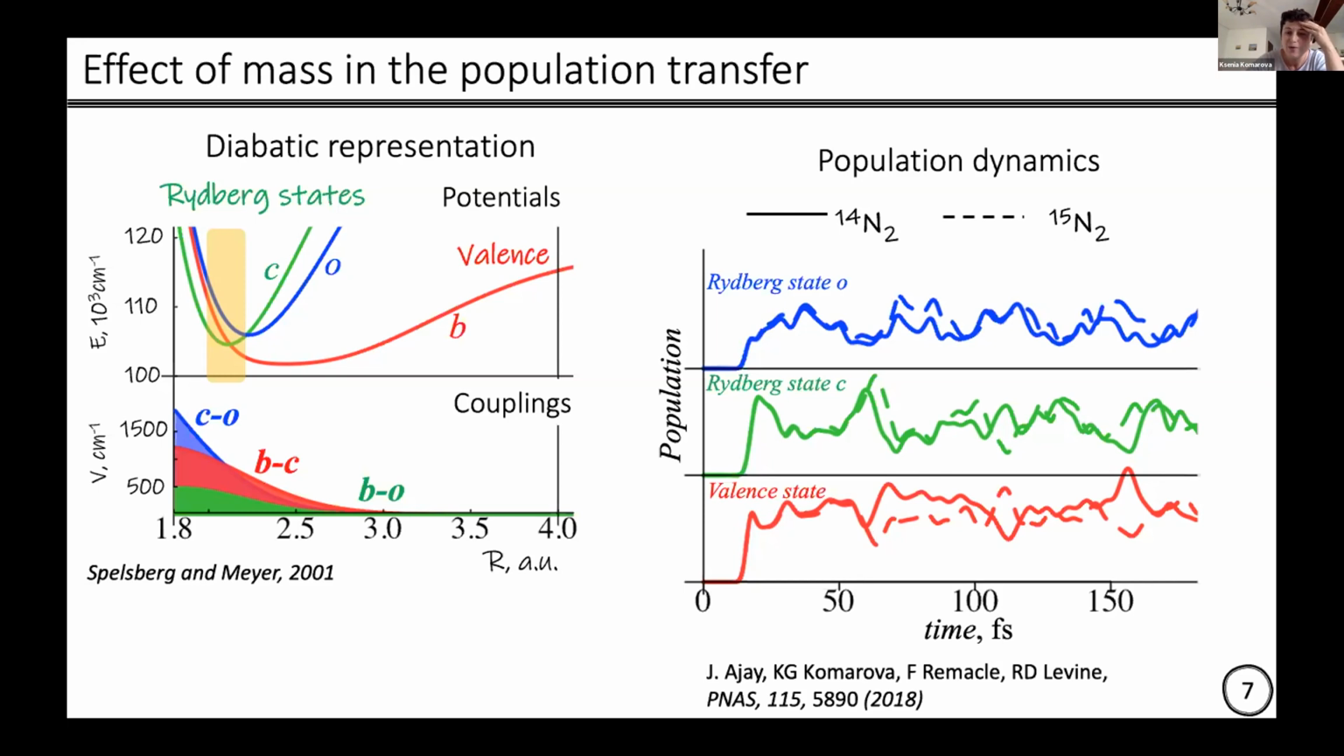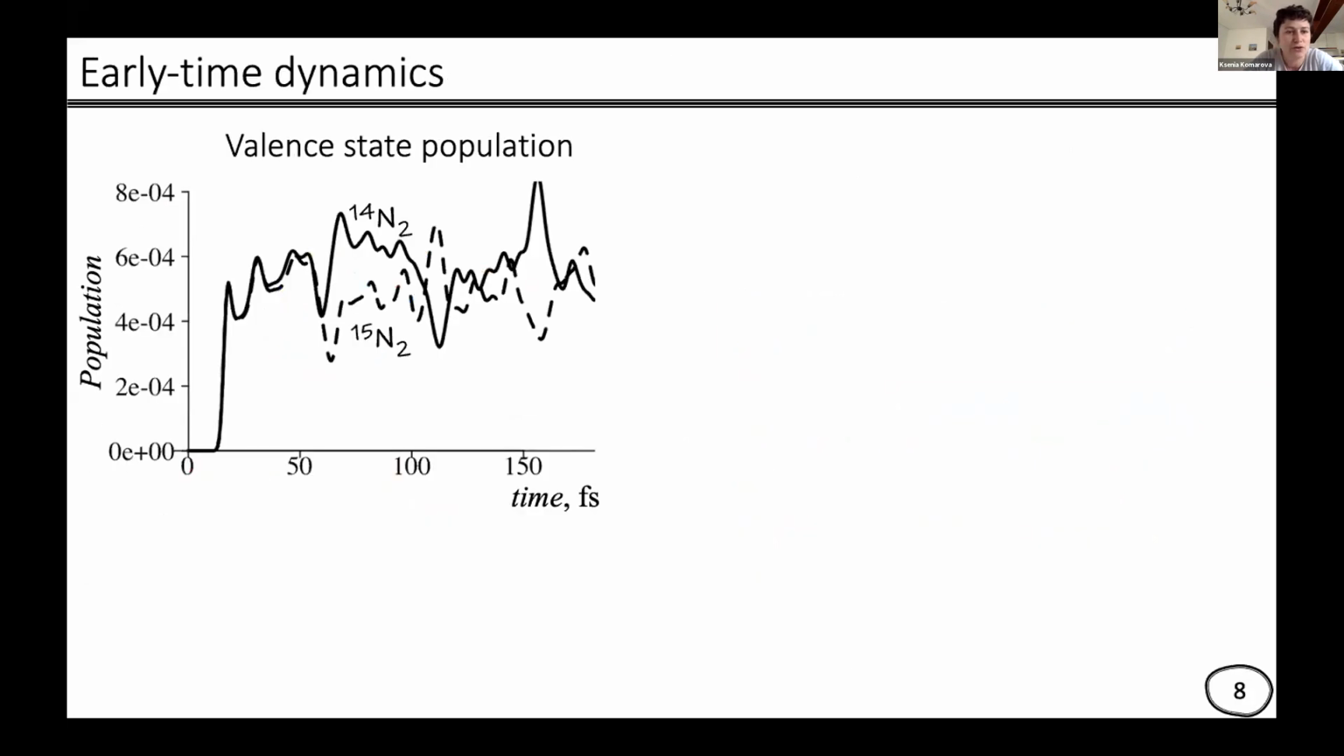So how does this electronic transfer, this non-adiabatic interaction, feel the mass of the atoms? That's what I will talk about. Let's first focus on the easy part, the early time dynamics where there is no isotope effect. Here is only the valence state population. We see that the two curves for the two isotopes are pretty much the same.